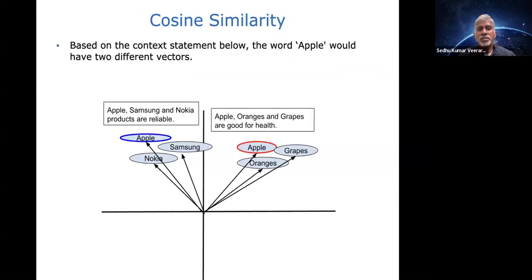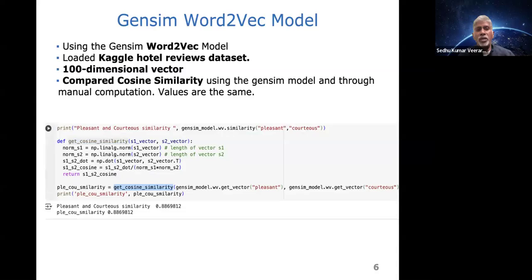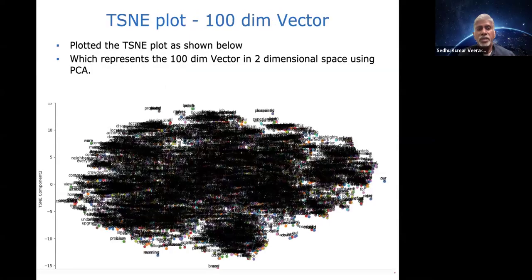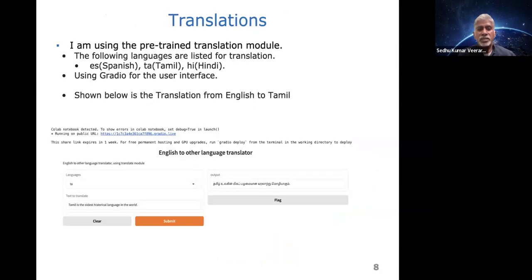And cosine similarity: based on the context statement below, the word apple would have two different vectors. And using the Gensim Word2Vec model, loaded the Kaggle hotel review dataset. It's a 100-dimensional vector. Compared the cosine similarities using the Gensim model and through manual computation, and the values are the same. And plotted the t-SNE plot as shown below, which represents the 100-dimensional vector in two-dimensional space using principal component analysis.